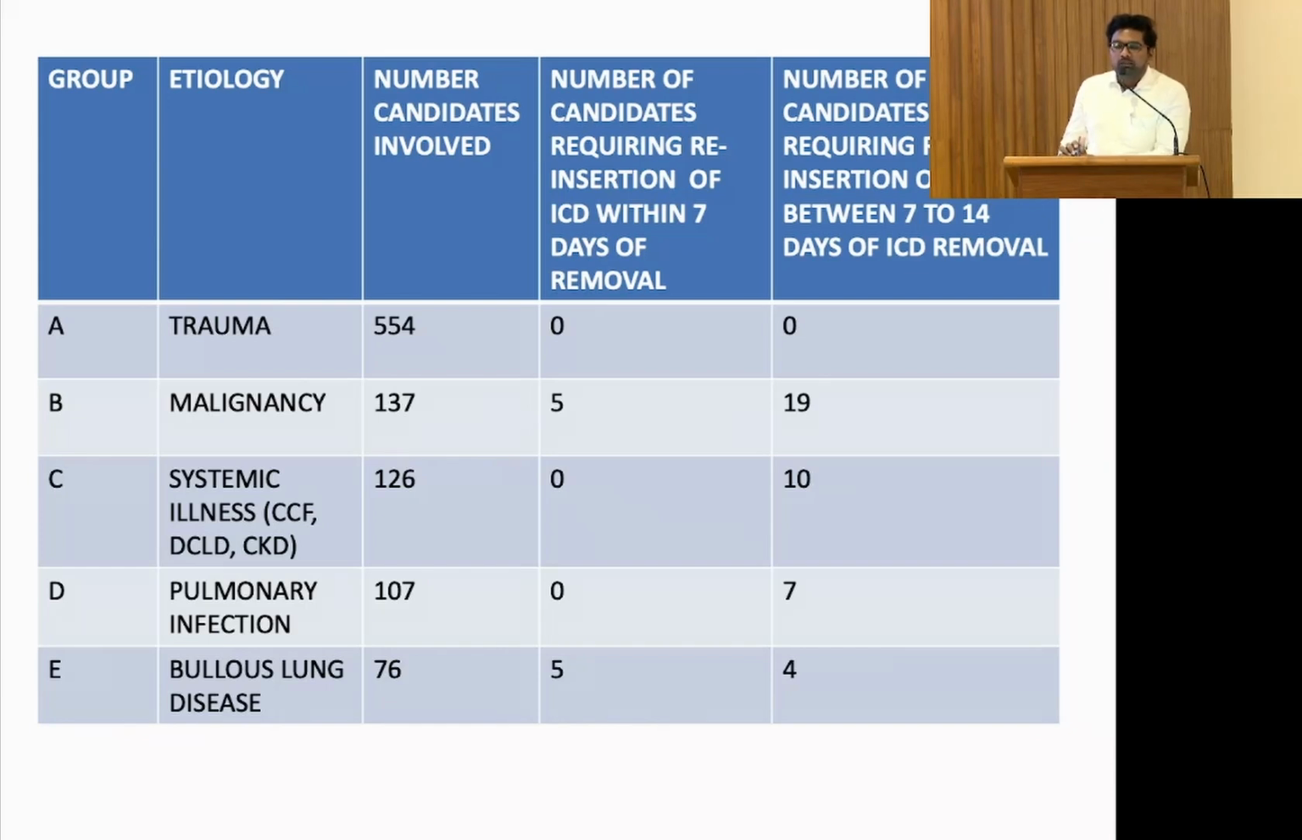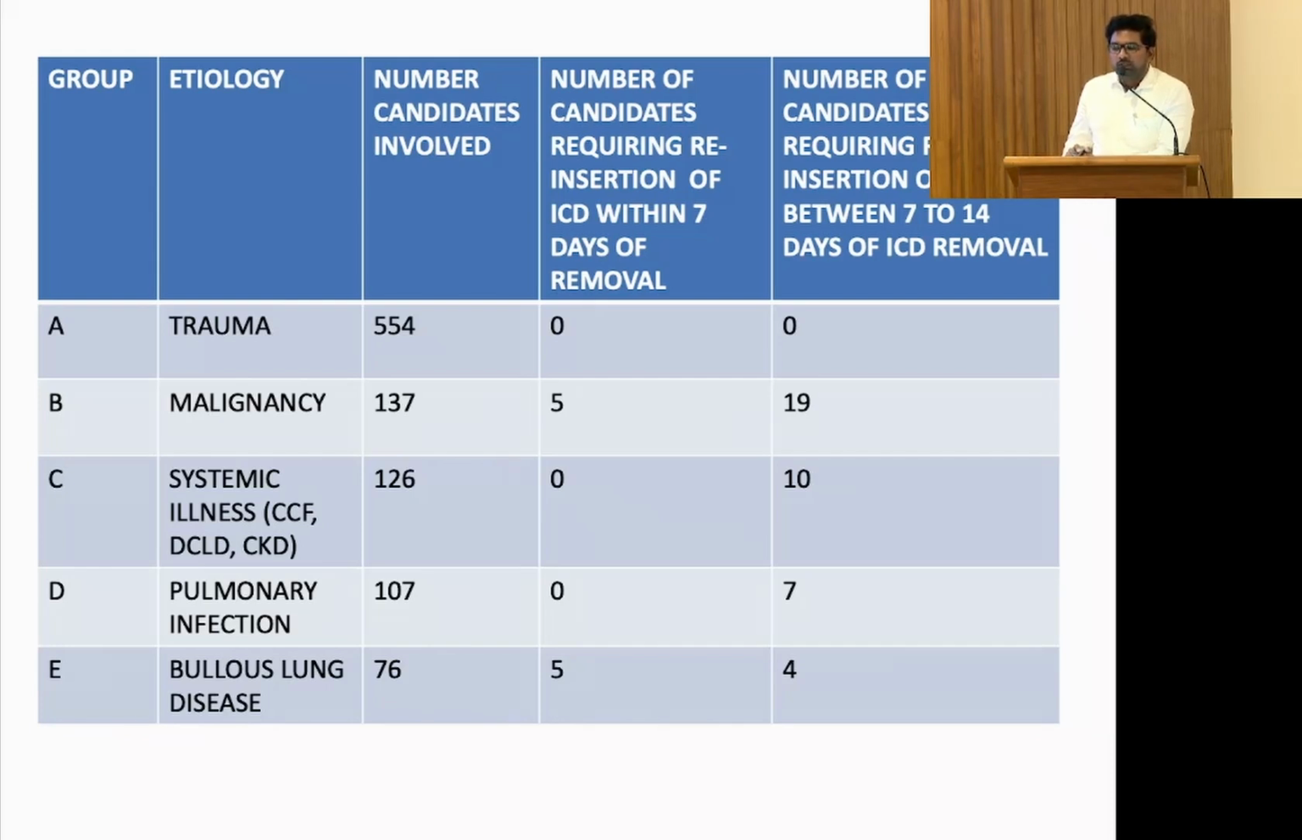In group D, where pulmonary infection is the cause for ICD insertion, 107 patients were included in the study, of which no patient required ICD reinsertion when ICD was removed after applying the scoring system within 7 days. But after 7 to 14 days, around 7 people required reinsertion of ICD.